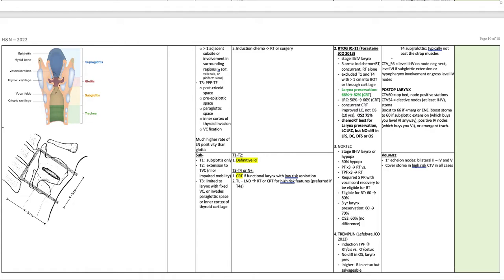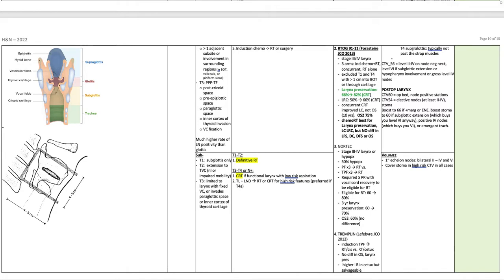The next trial is RTOG 9111, Forastiere, JCO 2013. Stage 3 or 4 larynx cancers. You had 3 arms: induction chemo and radiation, concurrent chemo and radiation, and radiation alone. This excluded T1 and T4 with greater than 1 centimeter in the base of tongue or through the cartilage. Larynx preservation was increased from 66% to 82% with chemoradiation. Local regional control is improved from 50% to 66% with chemoradiation.